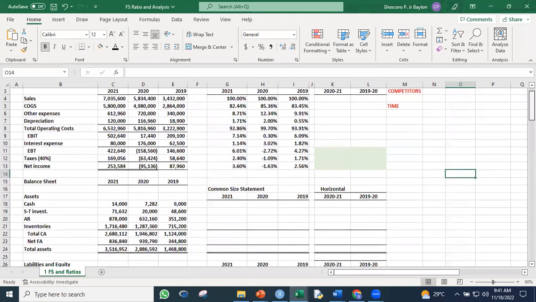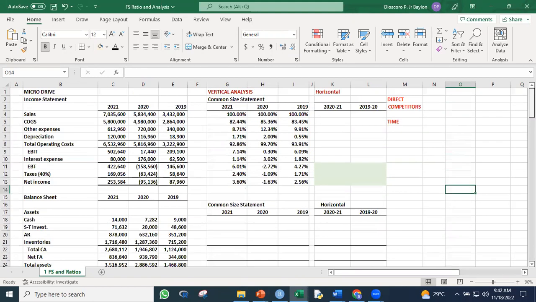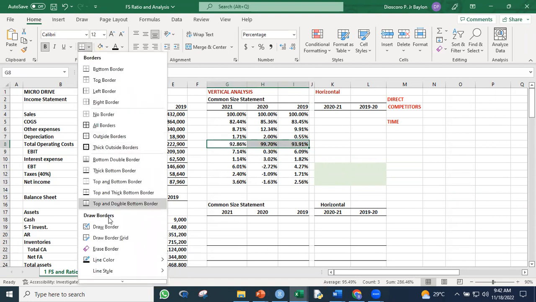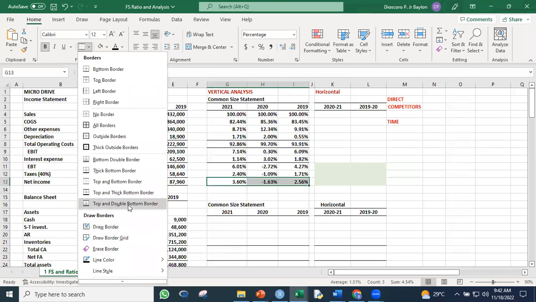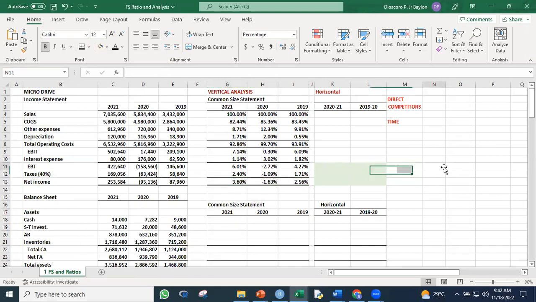So that's for the income statement. Now for the balance sheet, before we go to the balance sheet, it's also best to copy the formatting because this is just like an income statement. So let's maintain the borders. So double border here, top and bottom border there, and then also here, also top and bottom borders, and then here should be double border there. Okay, so it now looks like a balance sheet income statement.